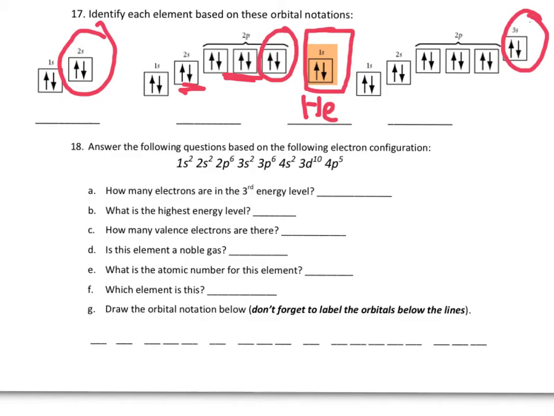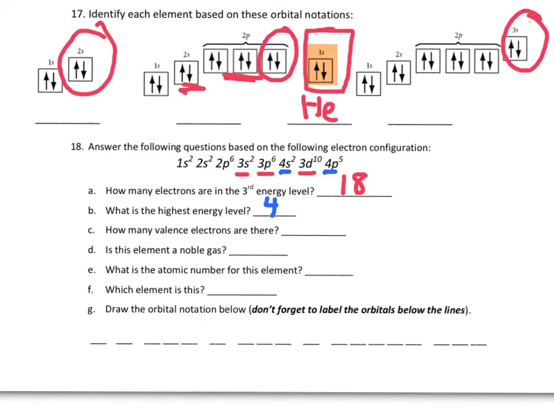On number 18, they give us the electron configuration of an element and then ask us pertinent questions about it. How many electrons are in the 3rd energy level? Well, there are 2 in the s, 6 in the p, and 10 in the d of the 3rd energy level, for a total of 18. B, what is the highest energy level? Well, 4 is a bigger number than 3, so the answer must be the fourth energy level is the highest.